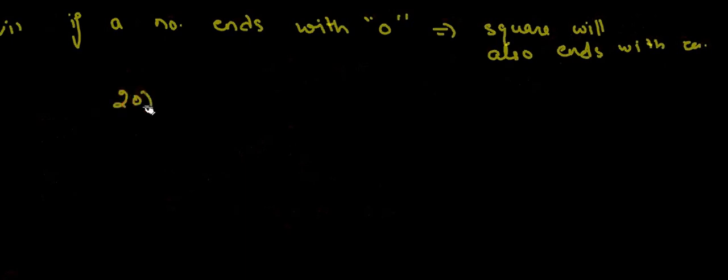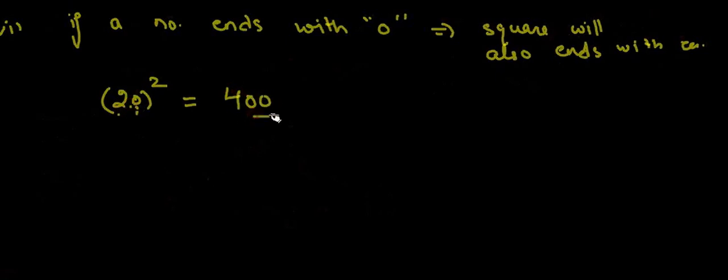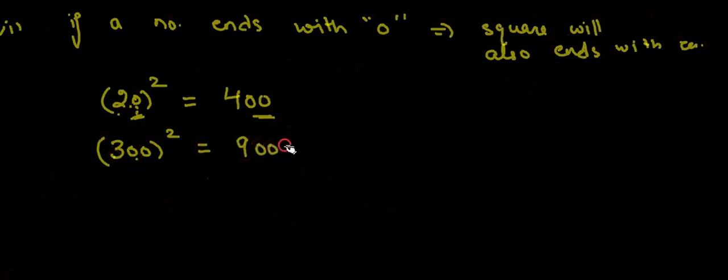Say the square of 20. The unit place is 0, so we know that the square will also end with 0. So its square will be 2 squared is 4 and with 2 zeros. So the number of zeros is twice the number of zeros at the end of the number. For example, the square of 300. The square of 3 is 9 and we will put 4 zeros, which is twice the number of zeros in the given number.